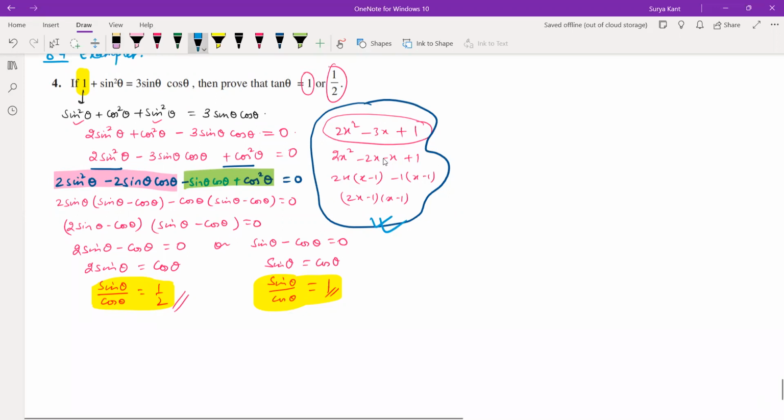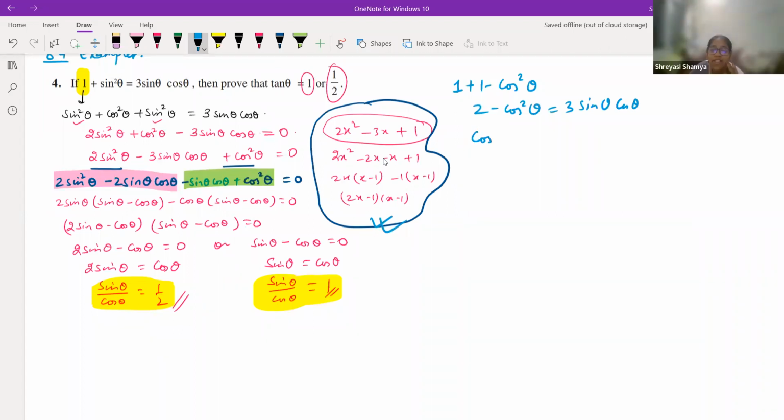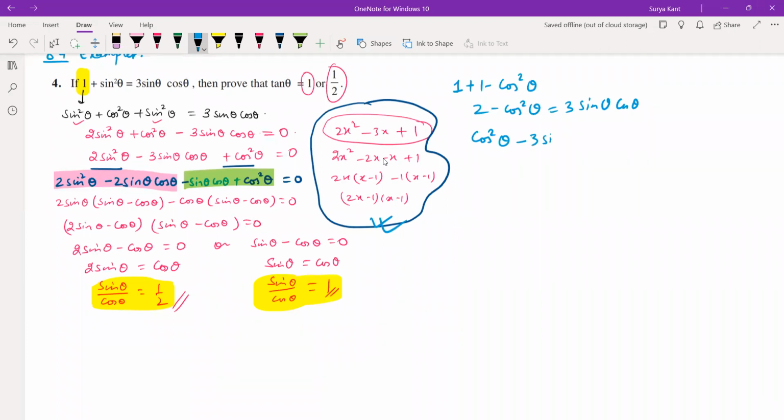I'll just try it before. It's like 1 plus sine square theta. So if you do 1 plus 1 minus cos square theta, it should become 2 minus cos square theta, right? 2 minus cos square theta is equal to 3 sine theta cos theta. This was what I was telling you in the starting: cos square theta minus 3 sine theta cos theta plus 2.